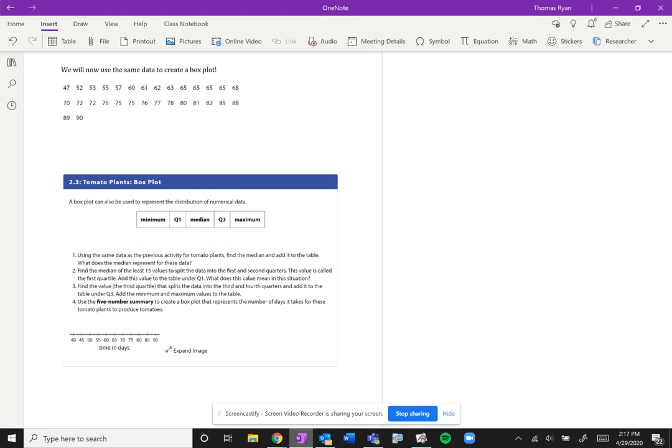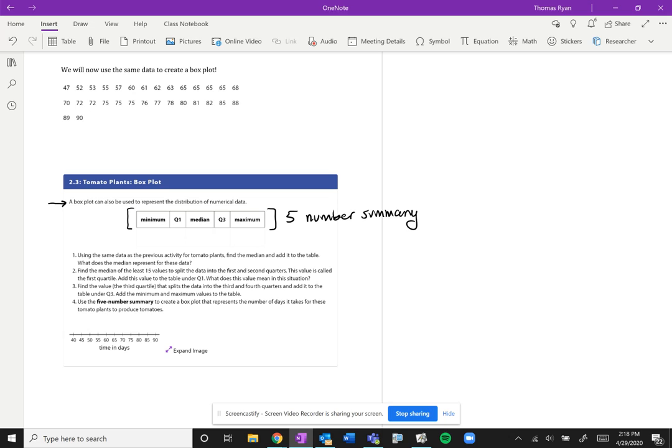So in 2.3, we're going to create a box plot. Same data from the tomato plants. It says a box plot can also be used to represent the distribution of numerical data. And what we talked about in the intro problem in 2.1 was that it really gives a general idea. And this right here is called your 5-number summary. And that will give us this general idea about the distribution.